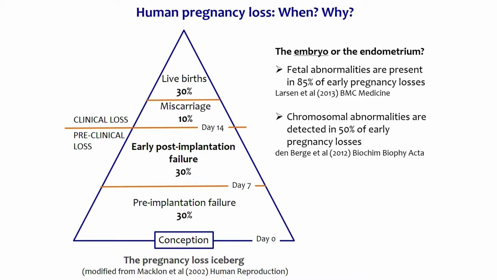So why are so many embryos failing? What we know is that in 85% of the cases of pregnancy loss, we have fetal abnormalities. And in 50% of the cases, we have chromosomal abnormalities. So clearly, aneuploidy is a major factor that induces pregnancy loss, but is not the only one.